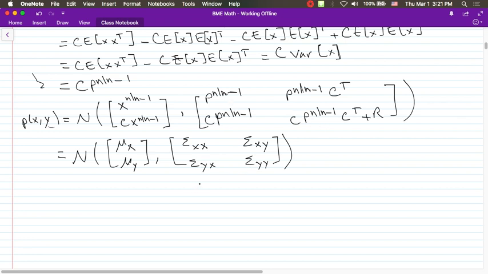Did you say the covariance of x given y is the transpose of the covariance? So what happened to the transpose over P? Yeah. P is symmetric, yeah.